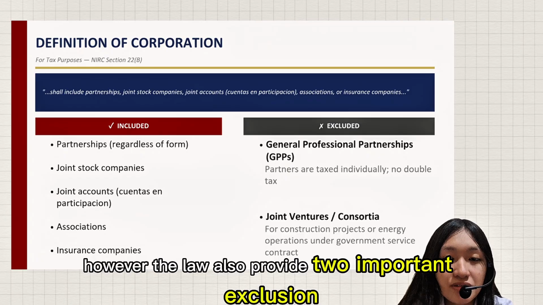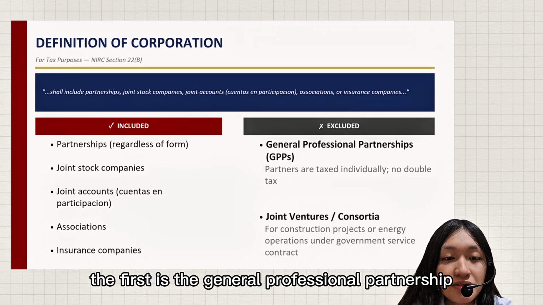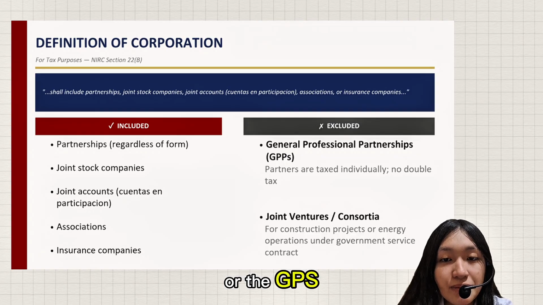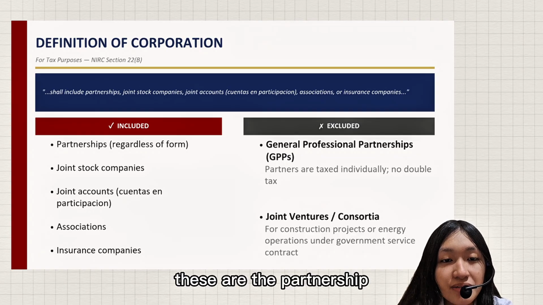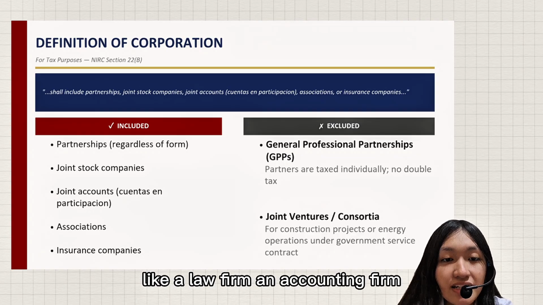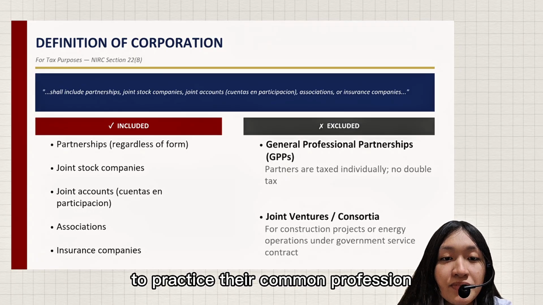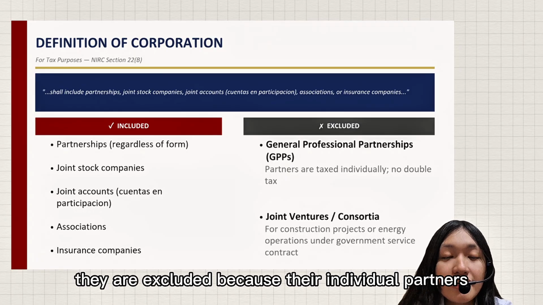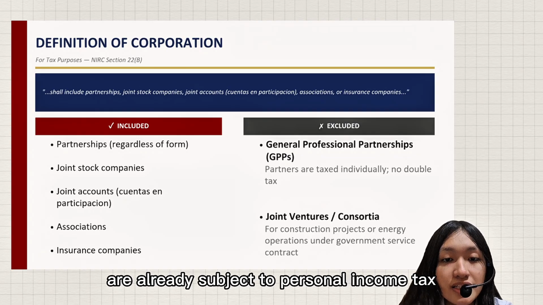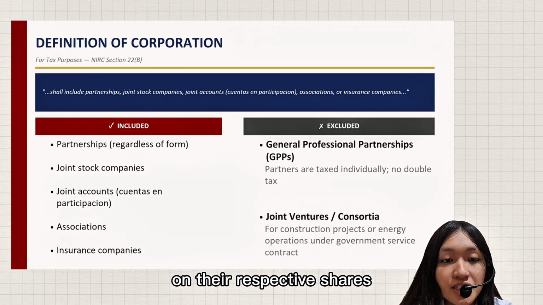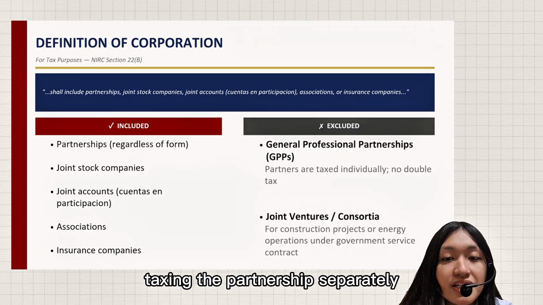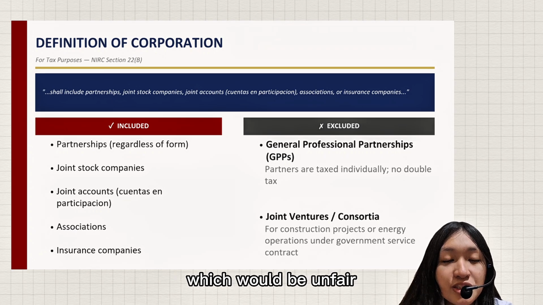However, the law also provides 2 important exclusions. The first is the General Professional Partnership, or the GPPs. These are the partnership formed by licensed professionals like a law firm, an accounting firm, or a medical clinic to practice their common profession. They are excluded because their individual partners are already subject to personal income tax on their respective shares. Taxing the partnership separately would result in double taxation, which would be unfair.